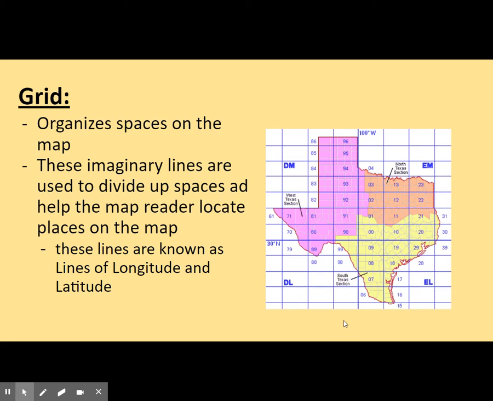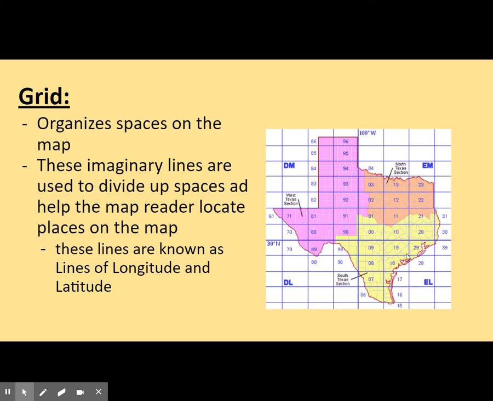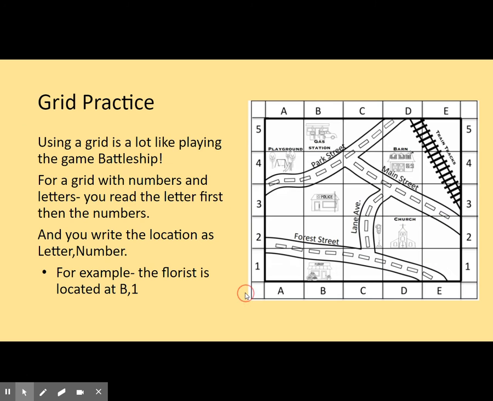Another part of the map to know about is the grid. The grid is used to help organize the different places on a map. A cartographer uses this to help them know where the locations are and also to help the map reader know where the locations are. These different lines are used to divide up spaces. They help locate the different places, and the lines and everything are imaginary. You're not going to walk across the state of Texas and bump into these blue lines. But some of these lines are known as lines of longitude and latitude. You'll learn about those later. But otherwise, the grid is divided up in different ways depending on who makes the grid.